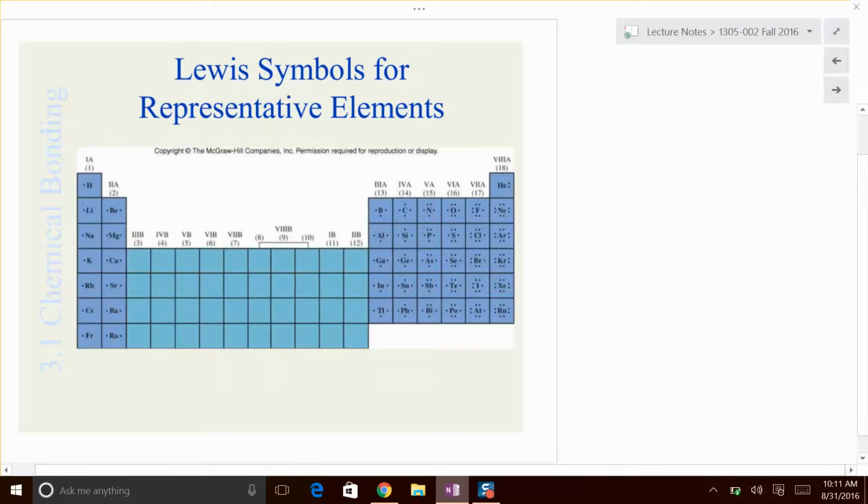All right, so that's kind of what we saw here. Here are the elements. These are their Lewis symbols for those representative elements. We're not really representing the metals in the middle because the transition metals do all kinds of weird stuff, so we don't represent them in the same way.